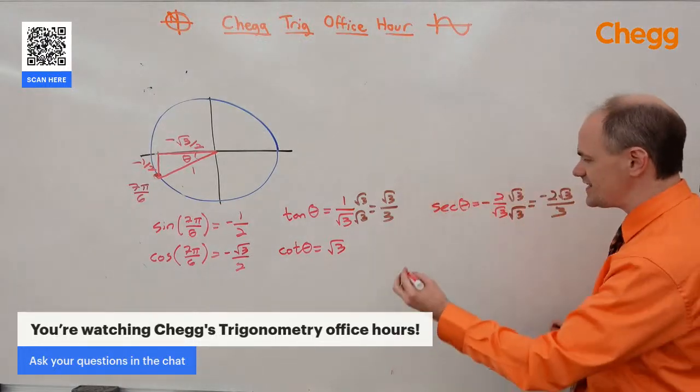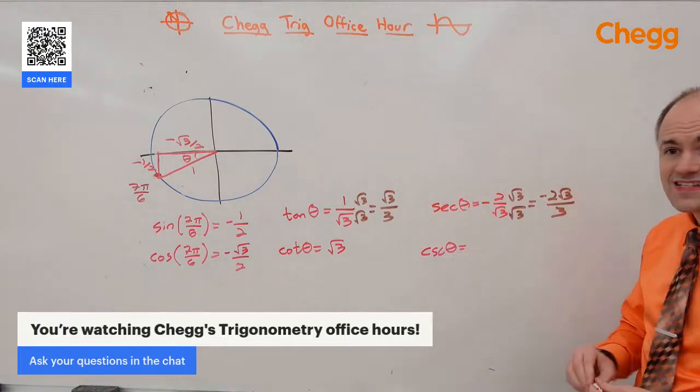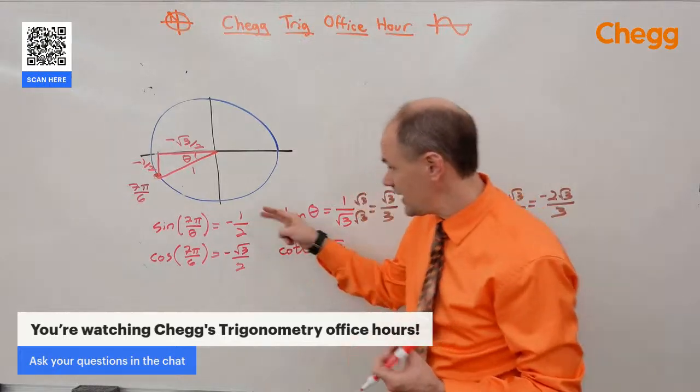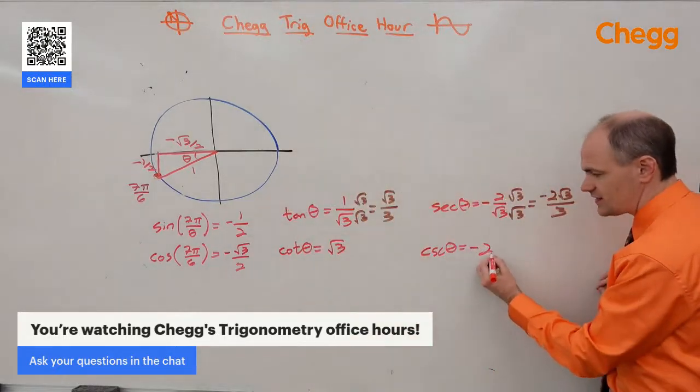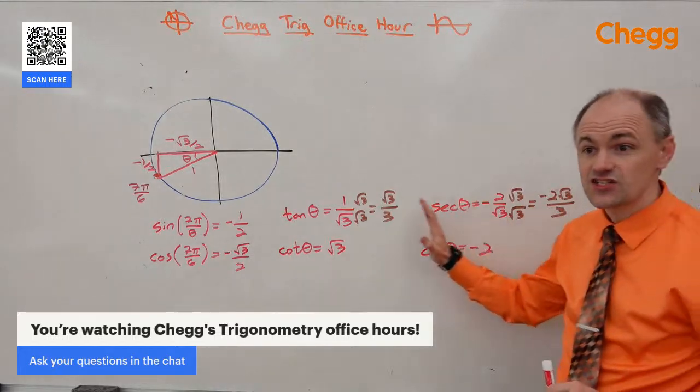And then finally, the last one is the cosecant. Cosecant is the reciprocal of the sine. So this -1/2, flip it over, and we get -2. And those are the 6 trig ratios.